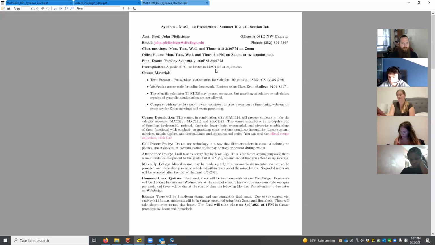Prerequisites for the class: you've got to get through college algebra with a C or better. The textbook we're going to be using is Stewart's pre-calc text. It looks like this. You don't need to buy a copy of this textbook if you don't want to. But if you would like to have a hard copy of the text and you're having trouble finding an affordable one, go ahead and reach out to me through a Canvas message. I can point you to a place where you can get one cheaper.